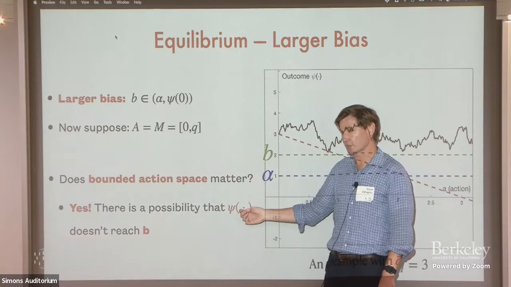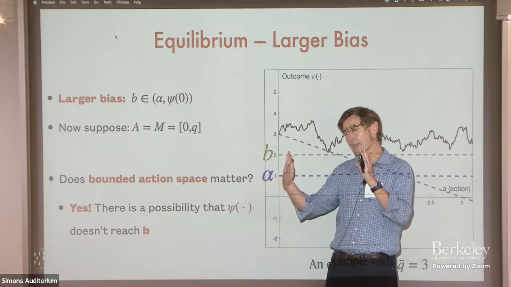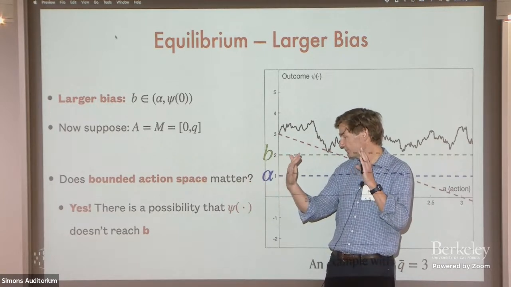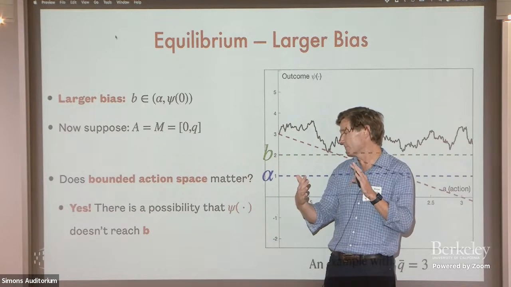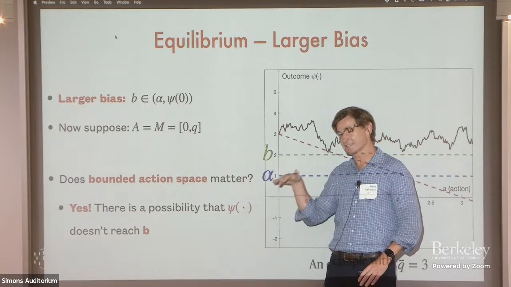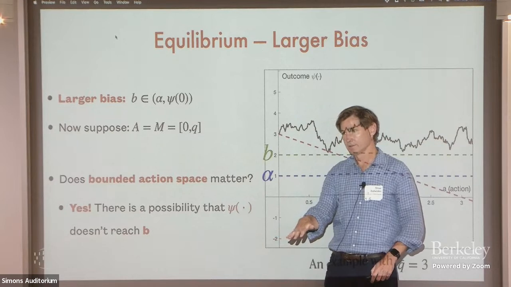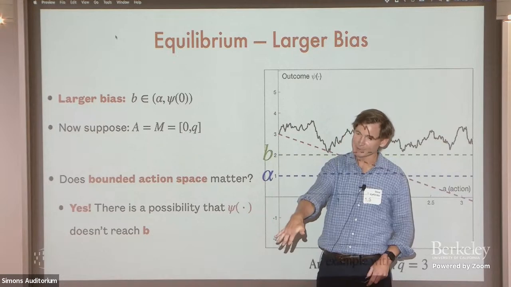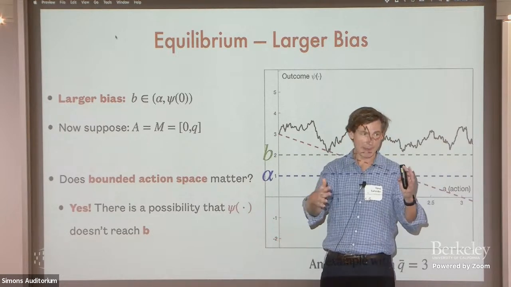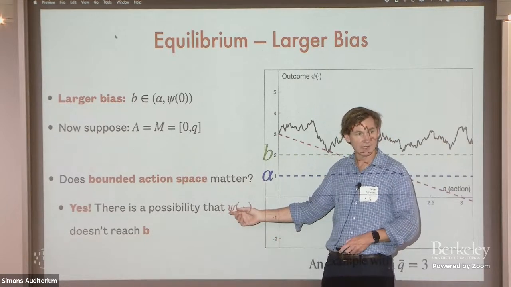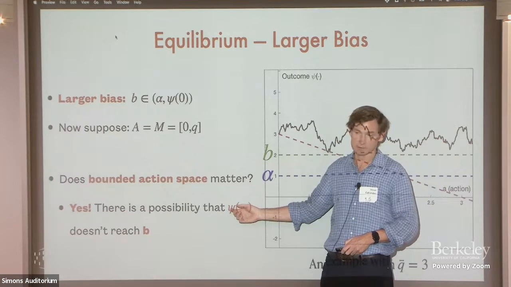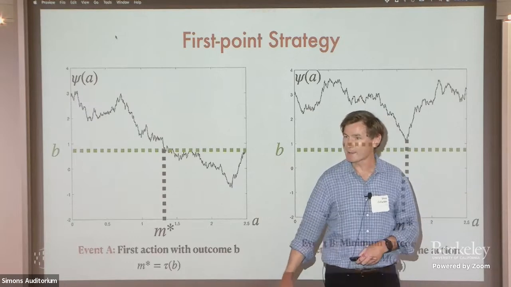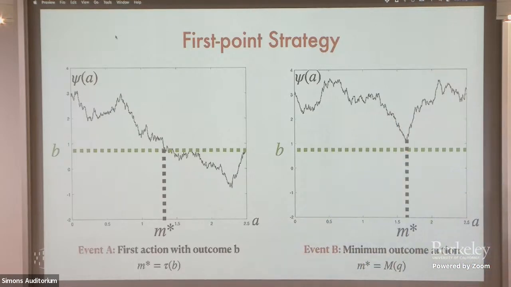And the reason why it's going to matter is if I bound the action space, there is now positive probability that the Brownian path doesn't actually hit B. When it was the whole real line, I emphasized with probability 1 it hits B. If I've got a bounded interval, that's no longer true. And this is going to be enough for me to support efficient cheap talk equilibria. All right, so what happens when I bound B?